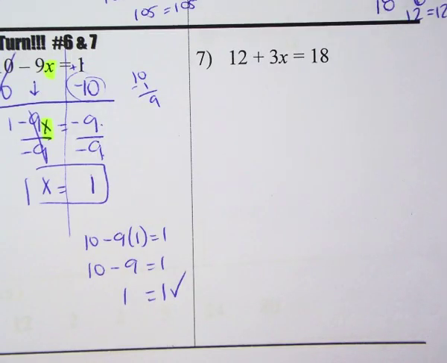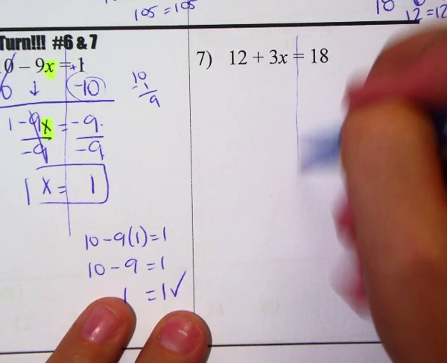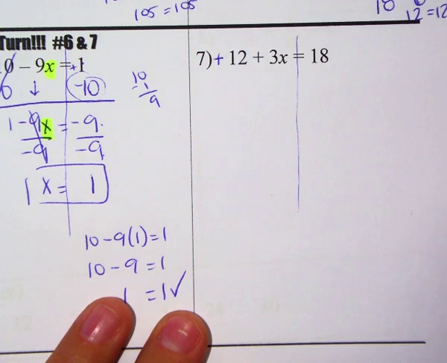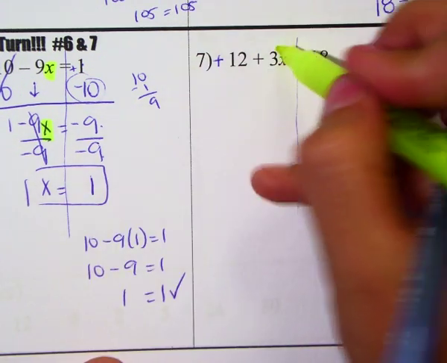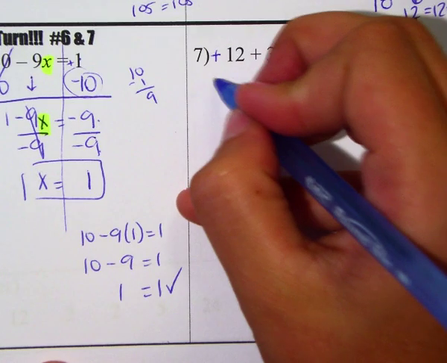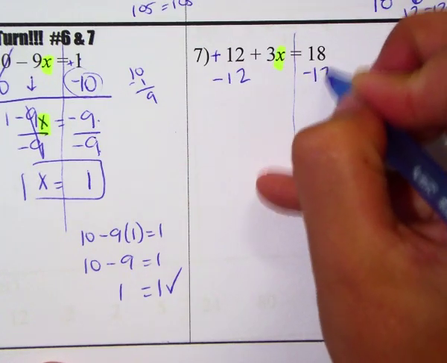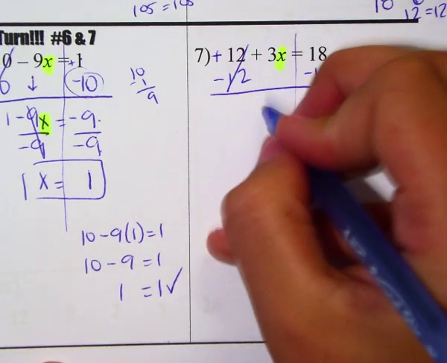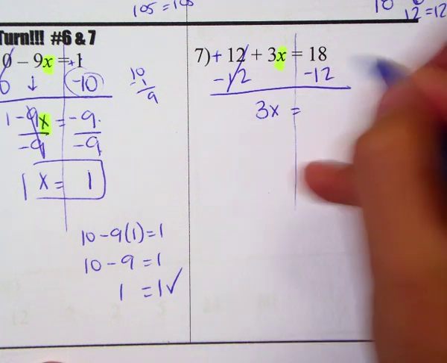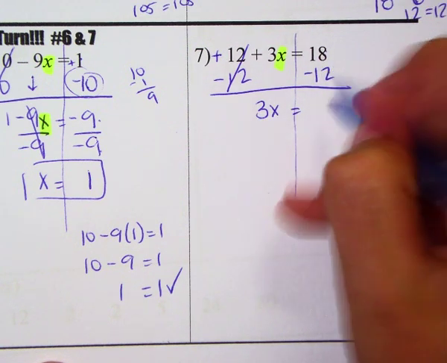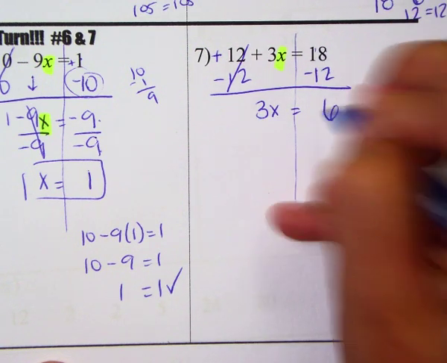Last one, number 7. Draw your wall. This is a positive 12. I need to isolate x, so I'm going to do addition subtraction first. Rewrite 3x. 18 minus 12, 8 minus 2 is 6, 1 minus 1 is 0.